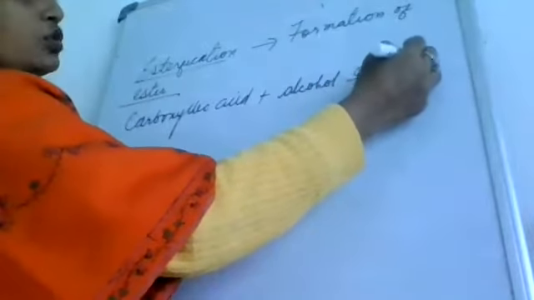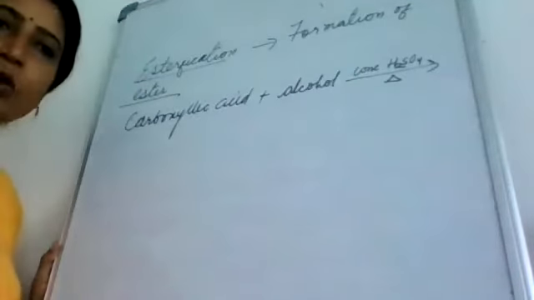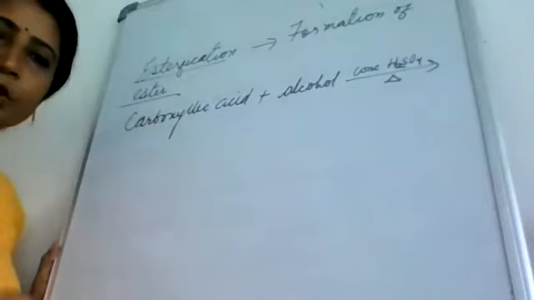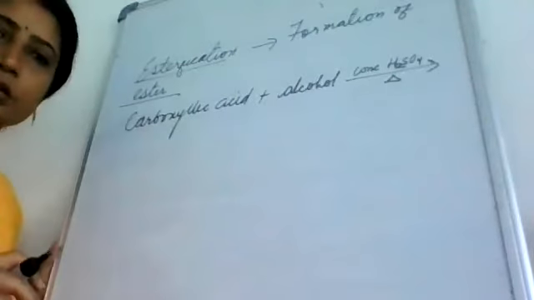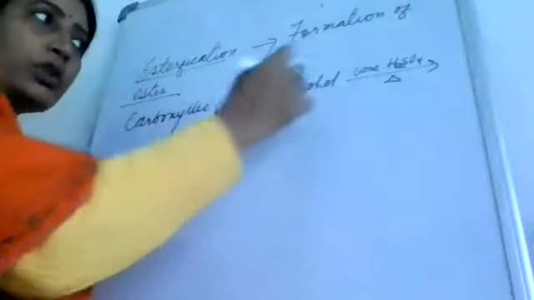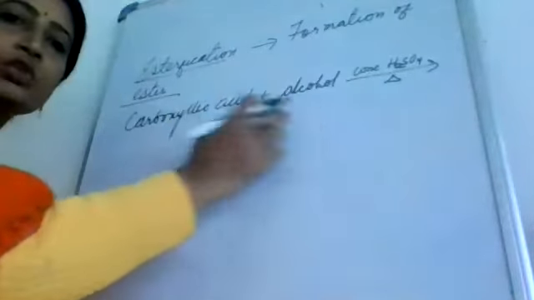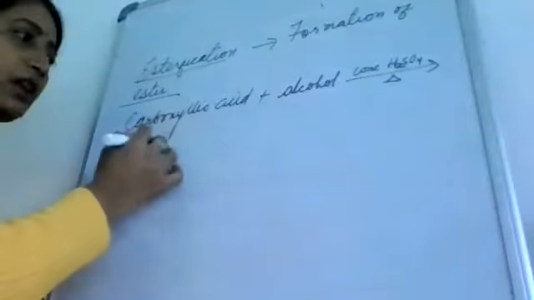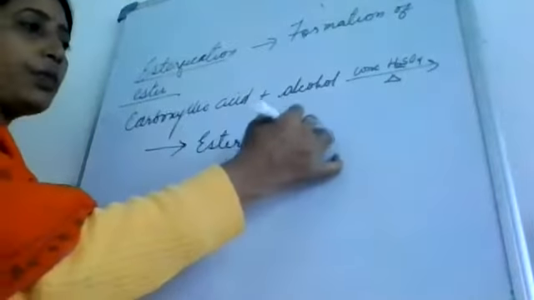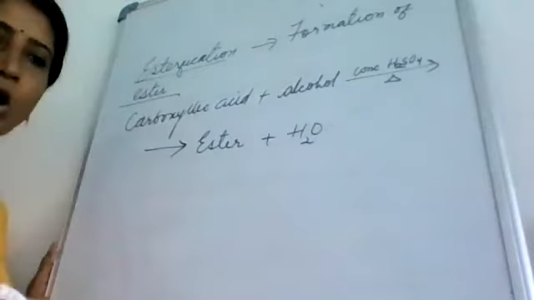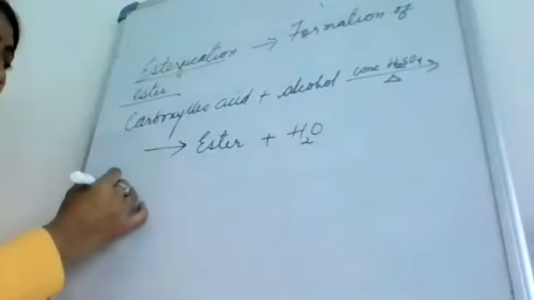So conc H2SO4 always acts as a dehydrating agent. Dehydrating agent means which is responsible for the removal of water. This is the agent which is going to remove water from these two compounds, and the final product that you are going to get is ester plus water. So this is the word equation. Now we'll do the reaction.